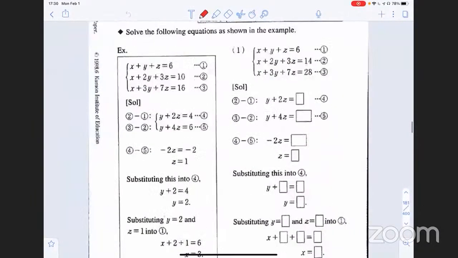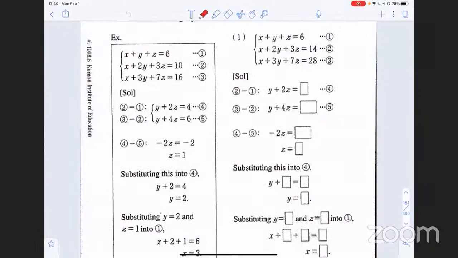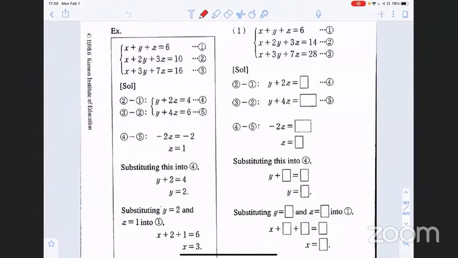We have the first one: x plus y plus z is equal to 6. Oh, sorry, 6. Whenever I see the circle there, I thought it was 0. Then x plus 2y plus 3z equal to 10, and then x plus 3y plus 7z, that is 16. So here's a little bit of knowledge over here. How many variables do we have right now? We have 1, 2, and 3.